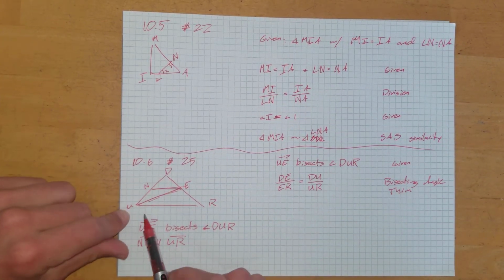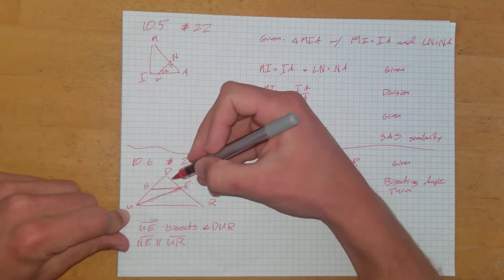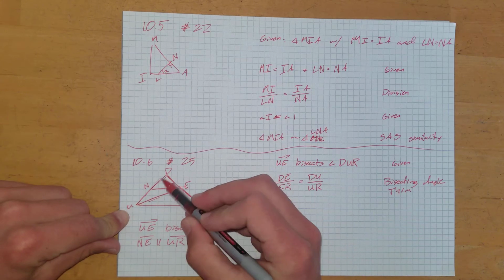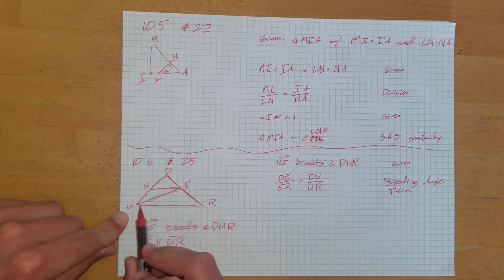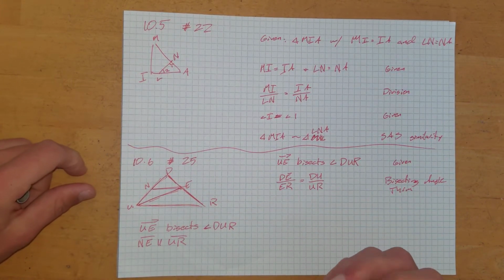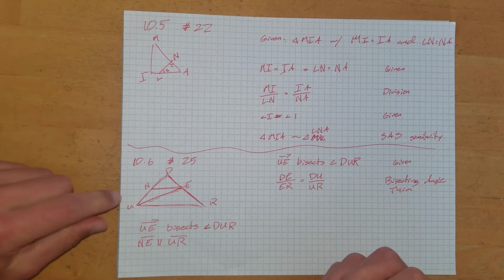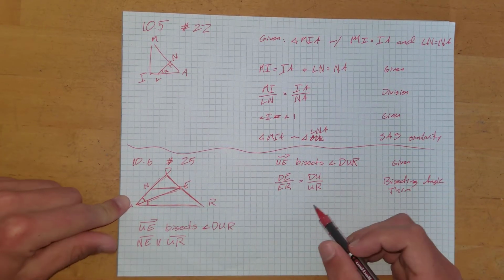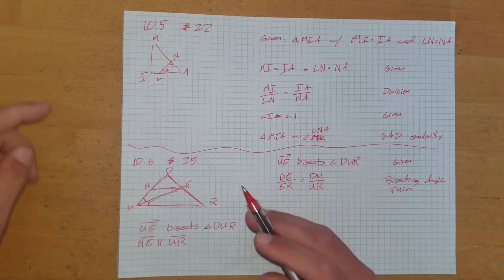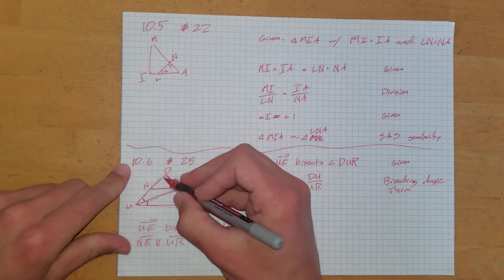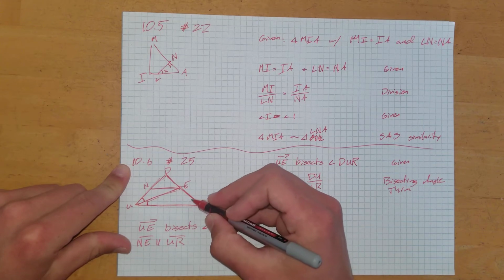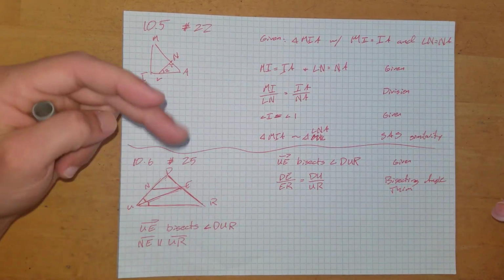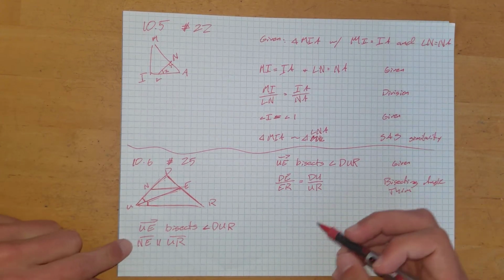ER and UR. So this is proportional to this, and this is proportional to this. And we know that this angle is equal to this angle. But we can't use the side angle side theorem unless we know that this angle is equal to this angle. So again, we've hit a roadblock, so let's move on to the next theorem.